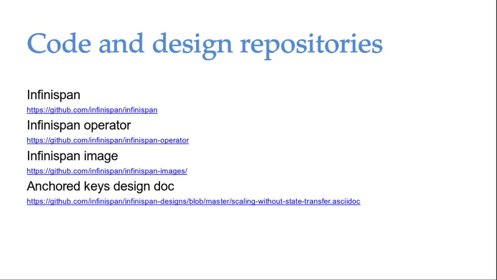So we have a number of repositories that were affected by all the work, and I've added a link to the design document of how we've implemented anchored keys. However, many of the changes have happened across all of these projects, especially changes regarding the native compilation, removal of reflection, optimizations to the image, and obviously the Kubernetes operator.